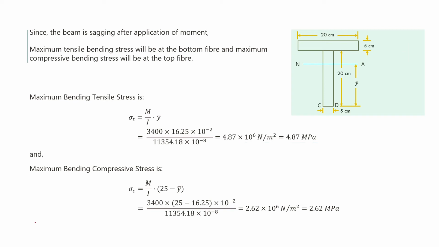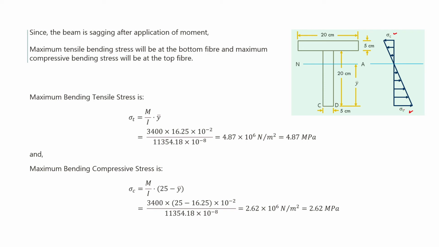तो यहाँ पर हमने मैक्सिमम बेंडिंग टेंसाइल स्ट्रेस और मैक्सिमम बेंडिंग कंप्रेसिव स्ट्रेस दोनों की वैल्यू फाइंड आउट कर ली. Now we will locate it graphically and represent it graphically on the diagram. So this is the way of representation. यहाँ पर मैंने सिग्मा टी को रिप्रेजेंट किया है, यहाँ पर सिग्मा सी को रिप्रेजेंट किया है एट द टॉप.